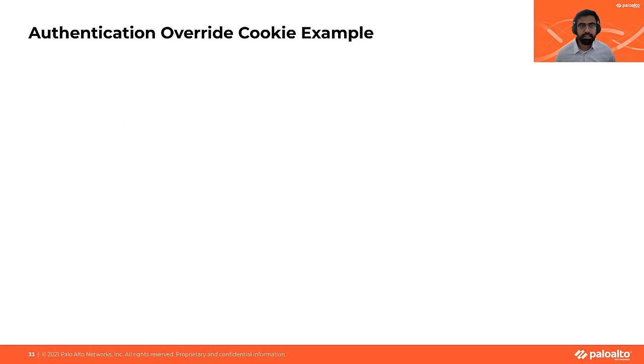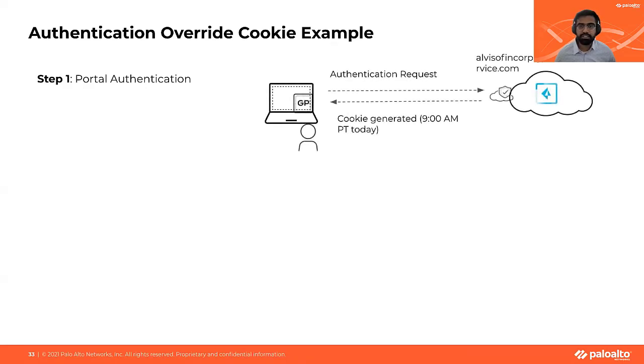So in this case, assuming that the connect method is on demand, like I said before, the end user initiates the connection from GlobalProtect on a Windows 10 machine, for example, through the portal. A sample portal name that I've taken is alvisofincorp.gpcloudservice.com. And so GlobalProtect connects with the portal, and the user authenticates using username and password credentials based on the admin-selected authentication mechanism. And as you know, this authentication override cookie would work with LDAP, RADIUS, RSA, and SAML.